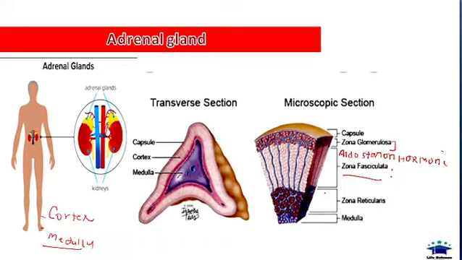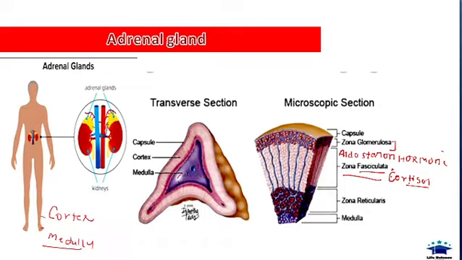If we talk about zona fasciculata, this secretes the cortisol hormone or glucocorticoid. This is a steroid hormone. So it is essential for life, affects multiple organ systems, multiple metabolites, and is essential for a proper stress response.